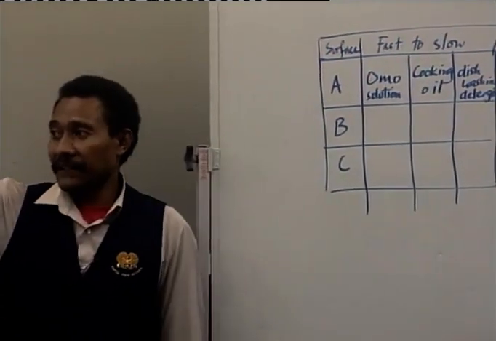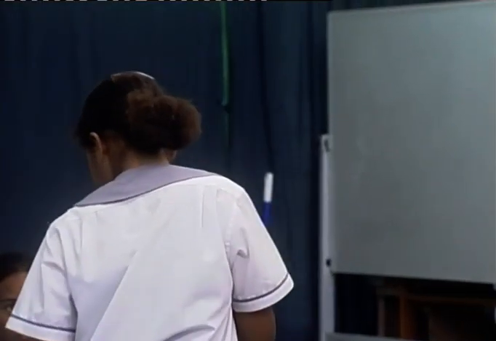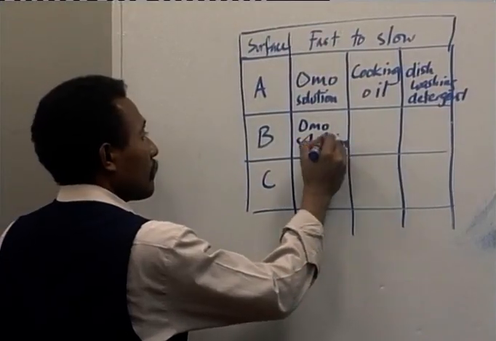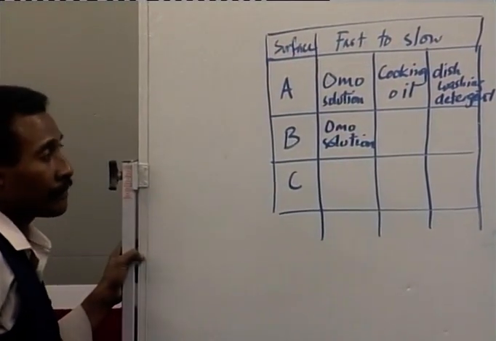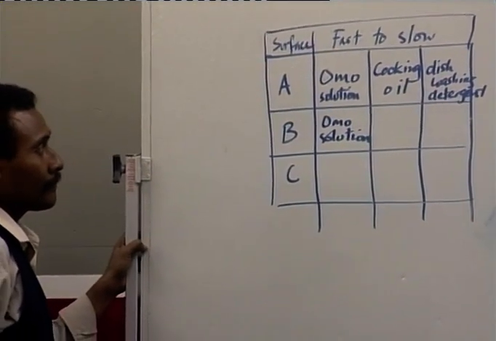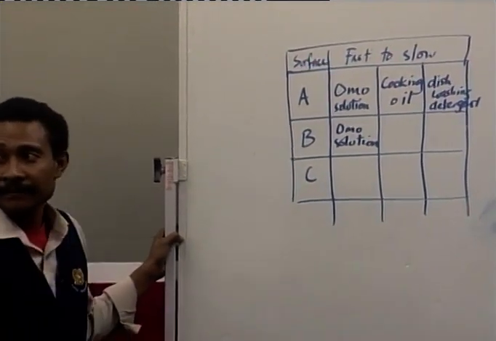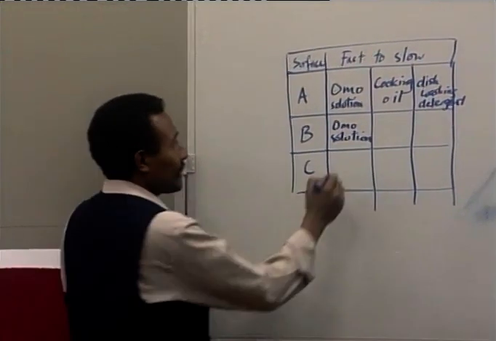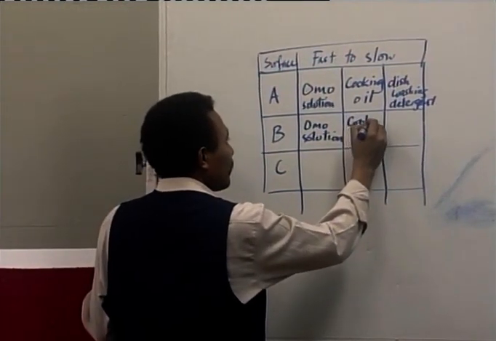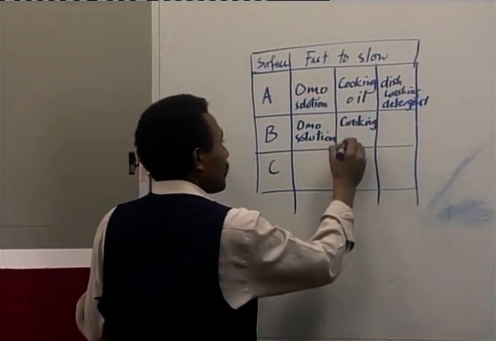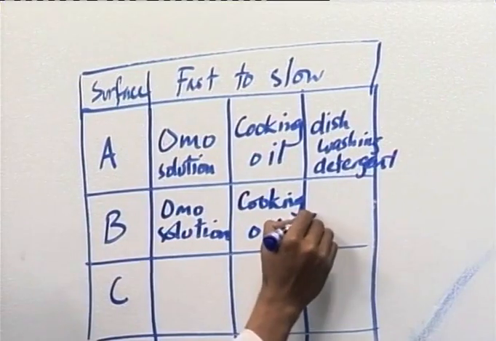All right, let's have surface B. The fastest is almost solution. The second fastest is oil, all right, cooking oil. And the least is dishwashing detergent.